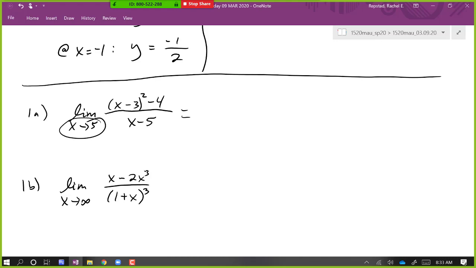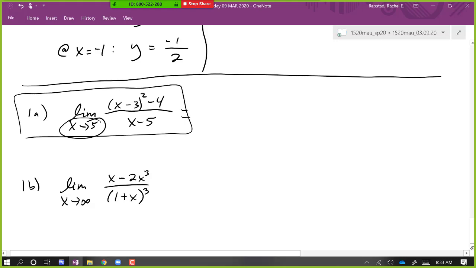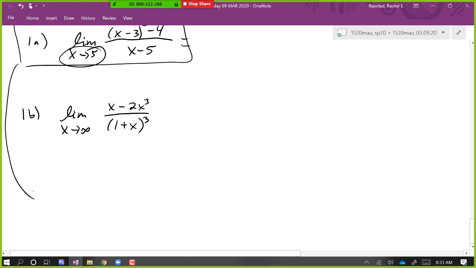Are there any other questions? Could we go over number 1A? This limit right here. 1A on the practice test or the problem set? Practice test. Okay, so it's the limit as x approaches 5.